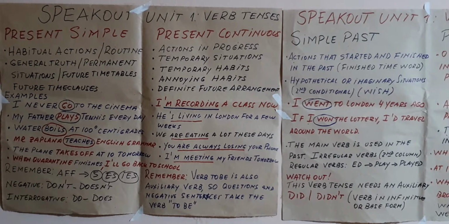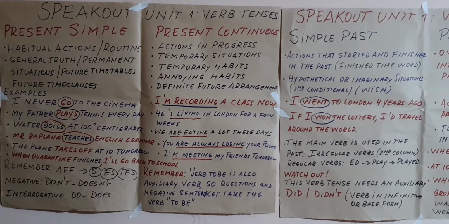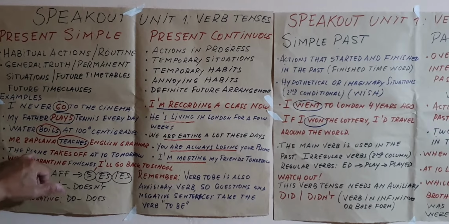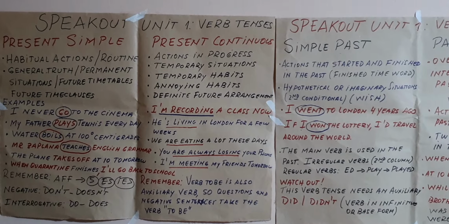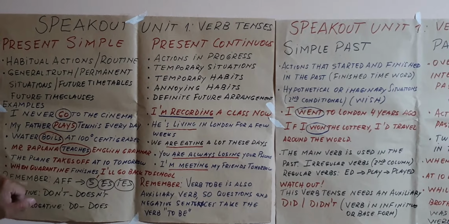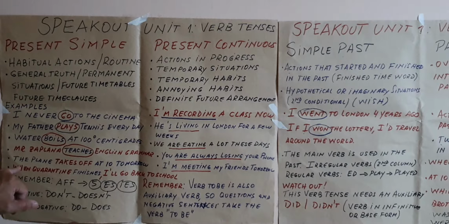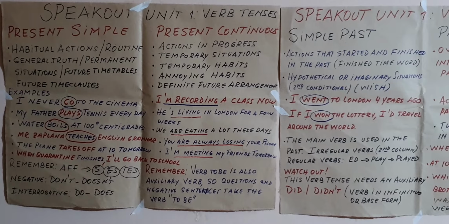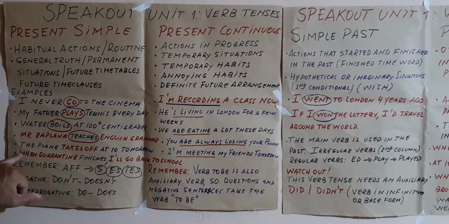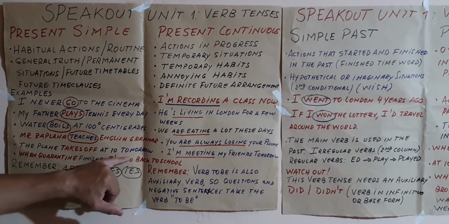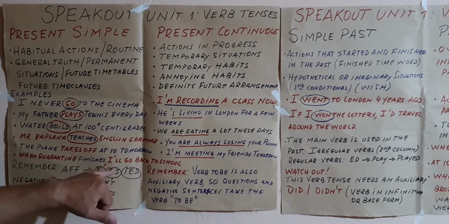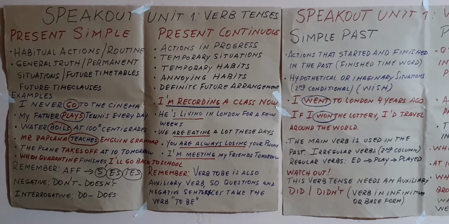Or the plane takes off at 10 tomorrow. It is a future timetable. We are talking about the future, but we use the simple present tense because we are talking about schedules. Or this is a future time clause: when quarantine finishes. Quarantine or lockdown, as the British are saying now, when quarantine finishes, I'll go back to school. So we are talking about the future, but we use the simple present tense.